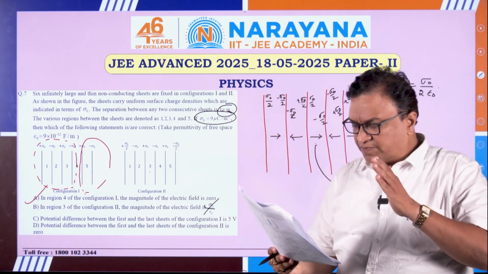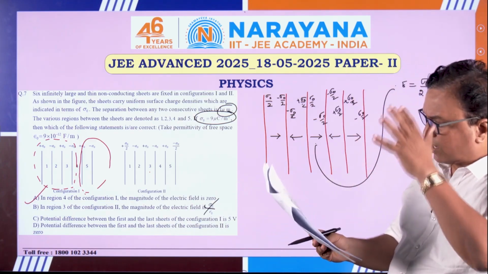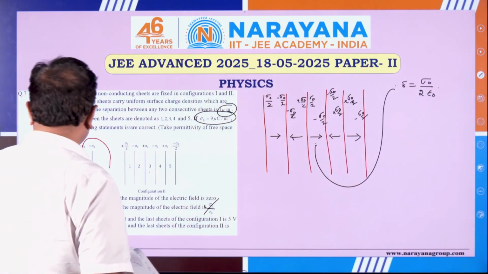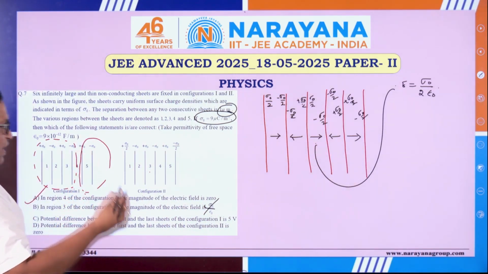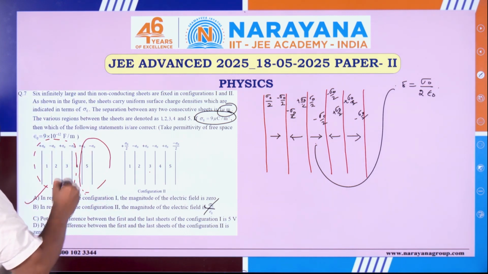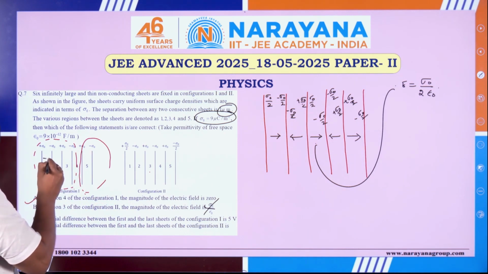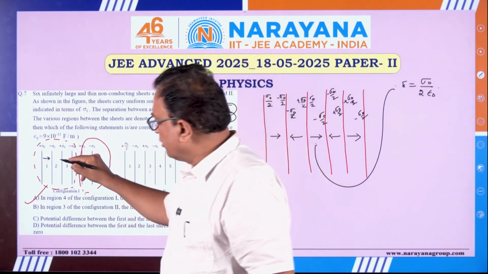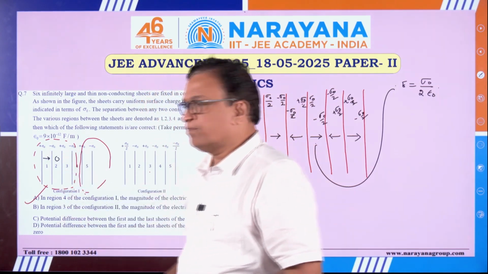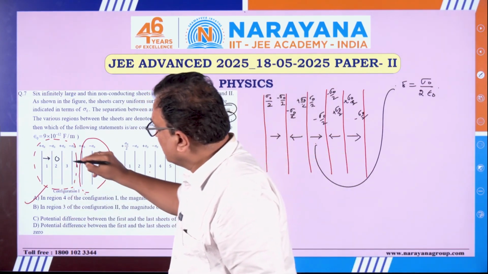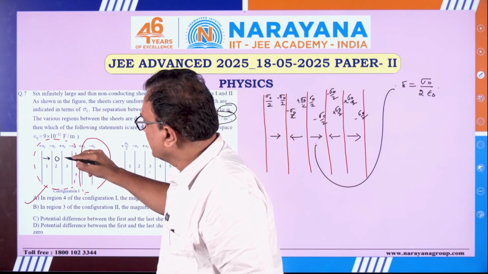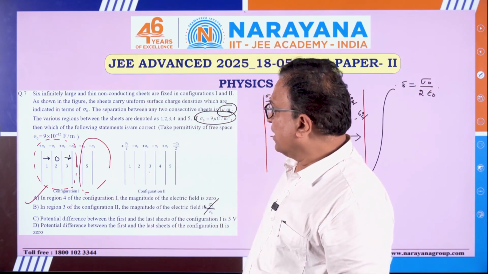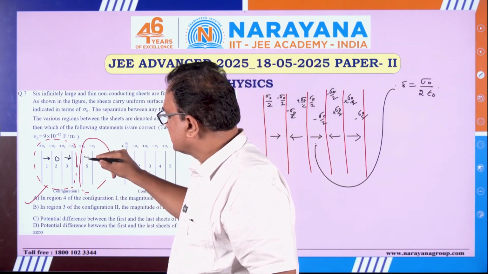Similarly, the potential difference between the first and the last plate of configuration 1. Configuration 1 is a very clean concept. Remember, you will have arrangements like this. The entire field will be rightwards, left to right, in this zone, and no charges in this region, so 0. And thereafter, again you will have an arrangement like this, and again an arrangement like this.